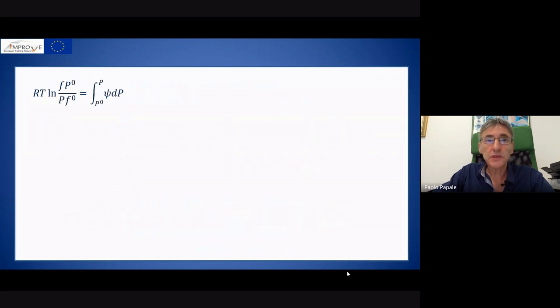I report it in this new slide. Note that at the left-hand side, we have both pressure and fugacity, both of them referring to system conditions and to reference conditions, the latter indicated with a 0 at the apex. Now let's take another convenient choice.